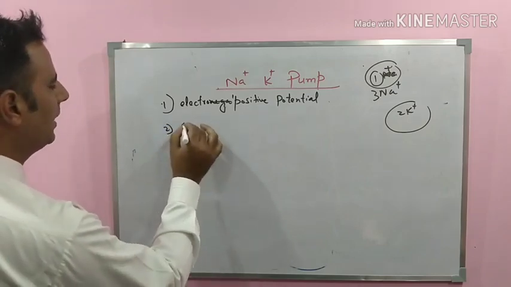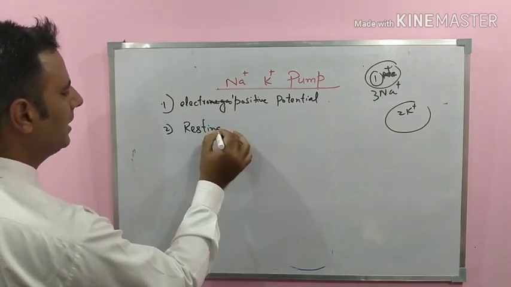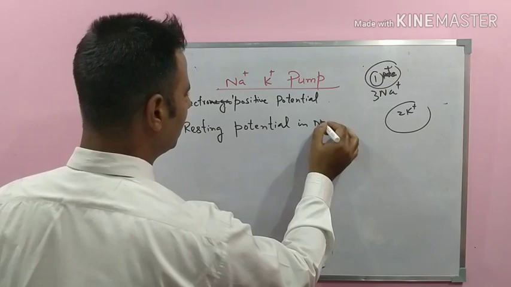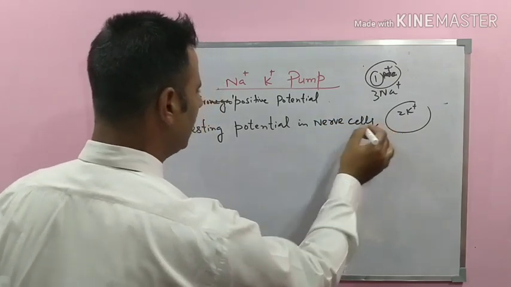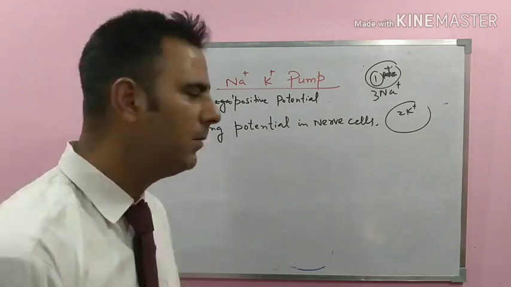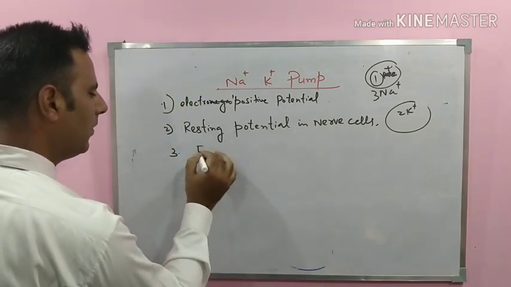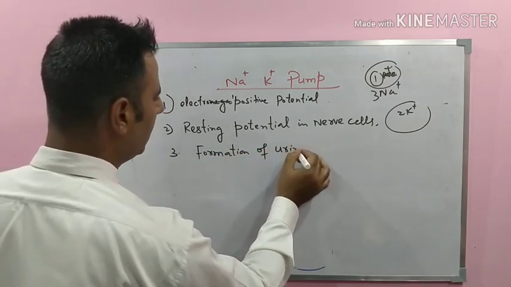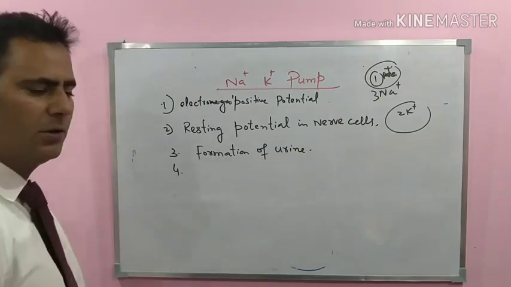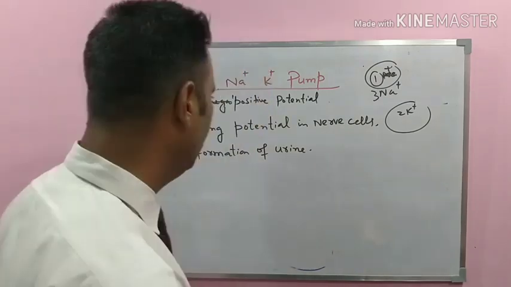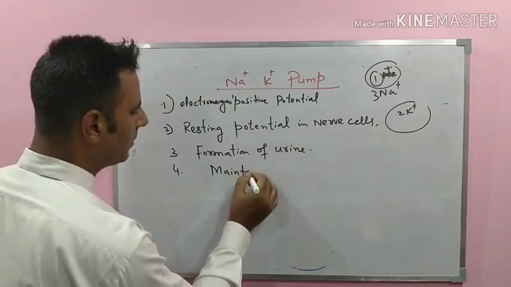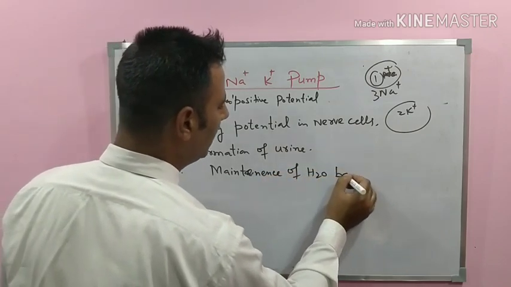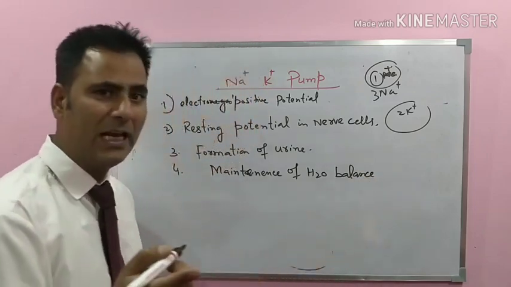Second, this pump is involved in creating the resting potential in nerve cells. In our nerve cells, the resting potential is maintained with the help of the sodium potassium pump. And third, it helps in the formation of urine. One more thing, it is also involved in the maintenance of water balance between the cells, within the cell and the extracellular fluid.